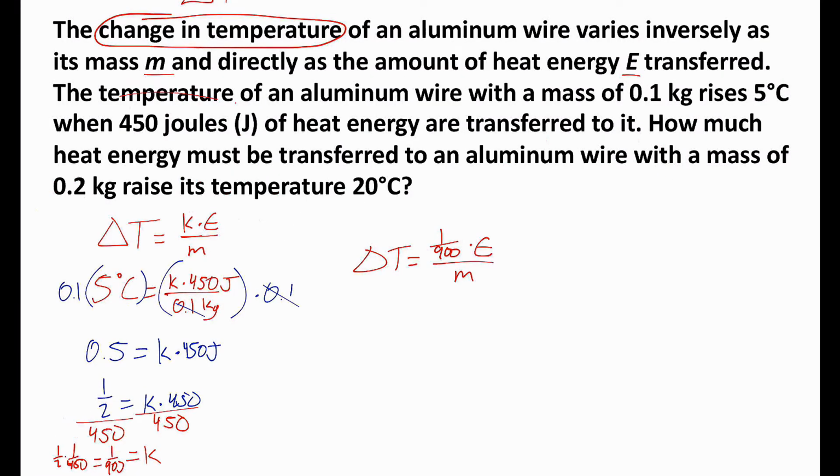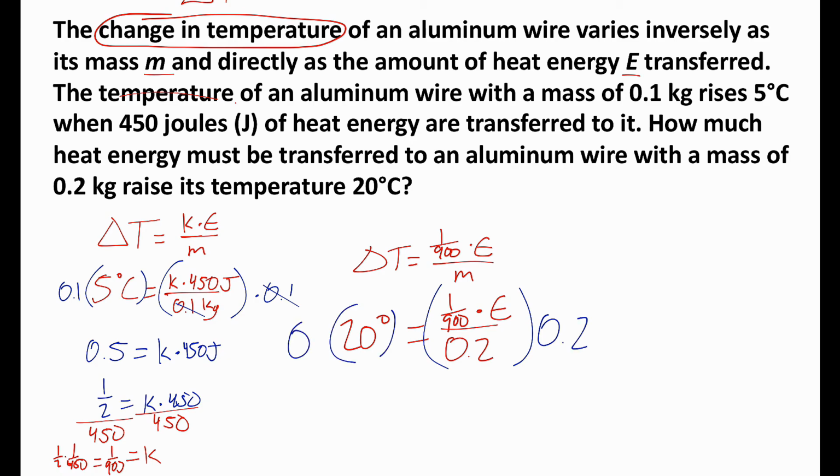The last thing, going back to the final question, is how much heat energy is transferred to an aluminum wire with a mass of 0.2 kilograms. So that's going to be our m, and our temperature is 20 degrees Celsius. So we've got 20 equals 1 over 900 times the E that we don't know over 0.2. I'm going to start by multiplying both sides by 0.2. Oh, that looks like a 6, sorry. 0.2 is 1/5, so that's actually 4 equals 1 over 900 times E.